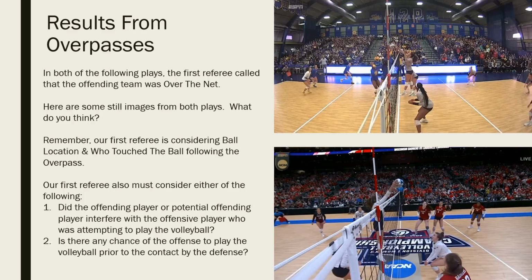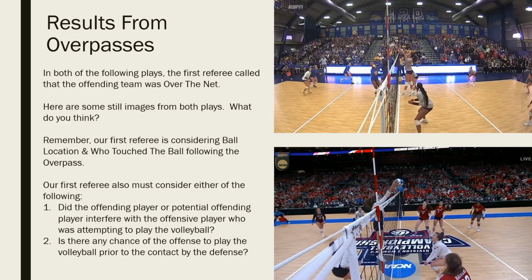The image on the bottom, we have a pretty close play here. Our first referee is judging that the volleyball is probably more than likely still on our offensive team side of the net, which would be our team on the right. We have a libero that's in a position to potentially make a dig play on the volleyball.